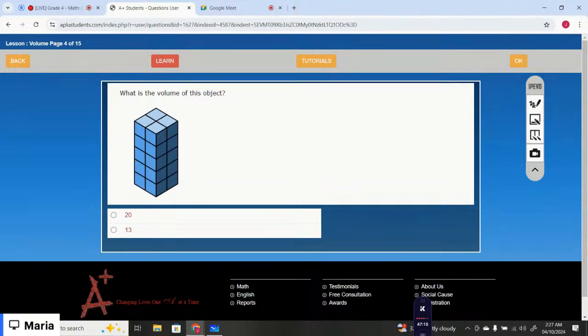I know none of you is using your notebook and pencil. You guys just keep guessing the answers. What is the volume of this object? Which is the correct option?